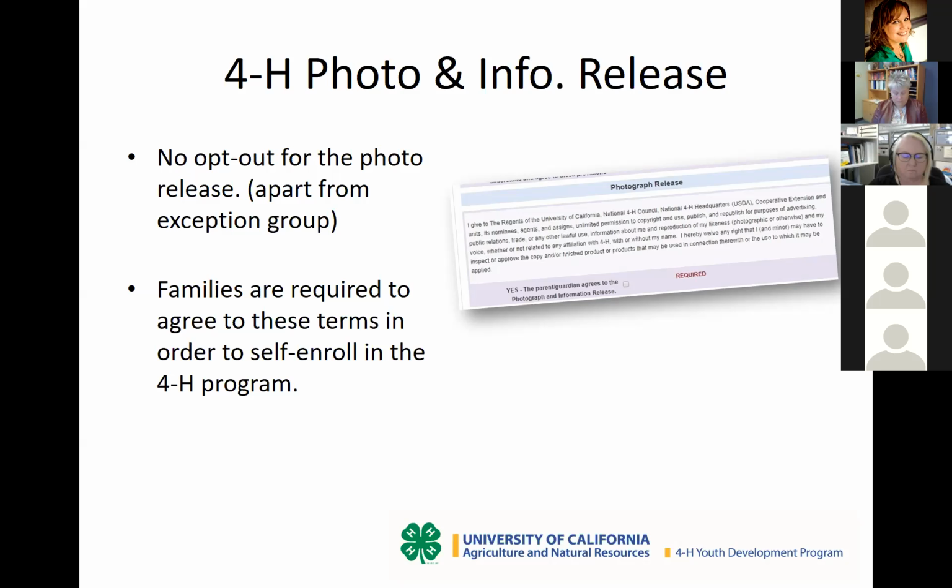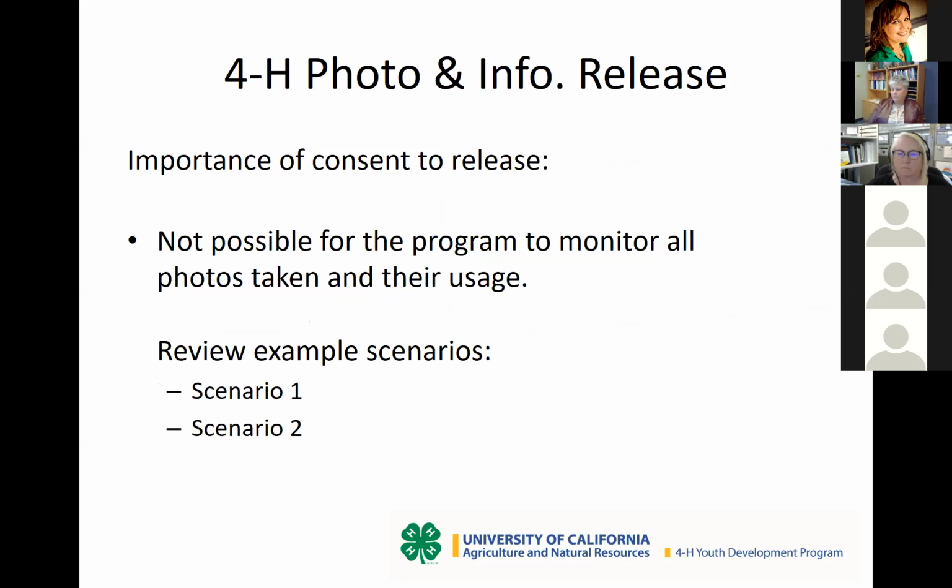The goal today is to discuss the importance of why there's no opt-out for the photo release, apart from an exception, which I'm going to discuss on the next slide. Families who are self-enrolling must agree to the photo release, and this is a snapshot of the online enrollment system, which is very clearly structured and geared towards that, and aligns to our policy. Staff also cannot add notes to a 4-H online profile that would contradict a family who has self-consented through the online enrollment system when they self-enrolled.